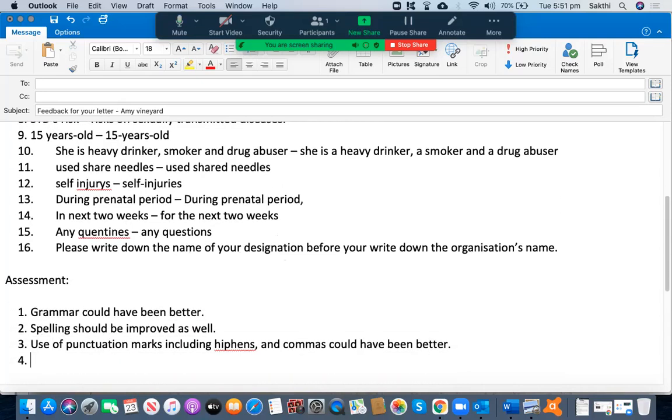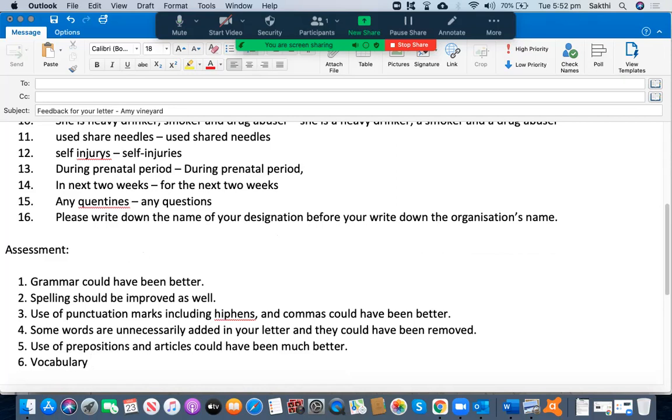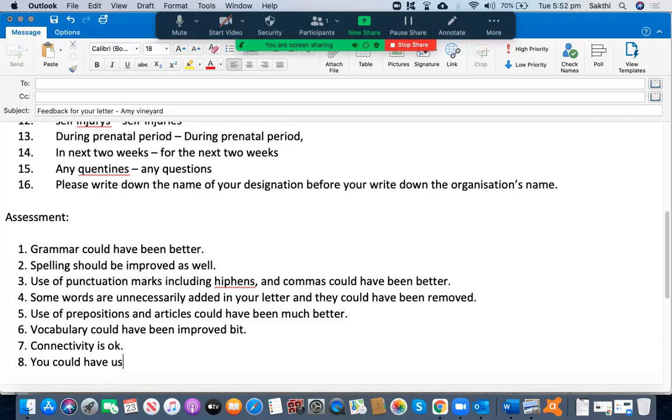Some words are unnecessarily added in your letter, and they could have been removed. Okay, that could have been done. All right. Use of prepositions and articles could have been much better. Okay, vocabulary could have been improved a bit. Okay, connectivity is okay. You could have used more complex and compound sentences. All right, that could have been done.